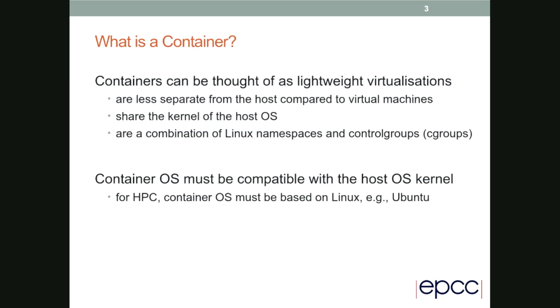So a container can just be thought of as a lightweight virtualization, much lighter than compared to a virtual machine. The container is less separate from the host, and the container shares the kernel of the host operating system. Really, you can think of the container as a combination of a Linux namespace and control groups. So namespaces control what a process can see. C groups control what a process can use.